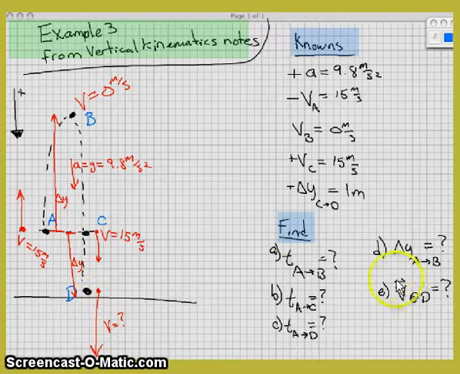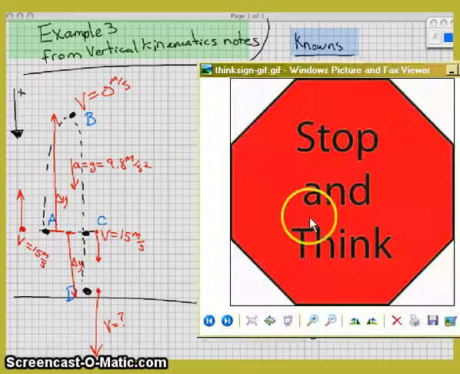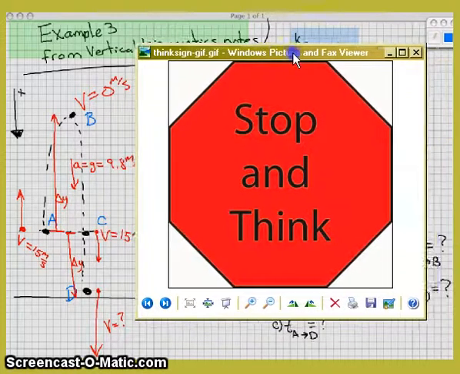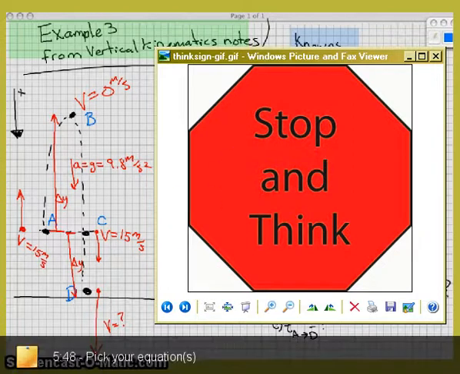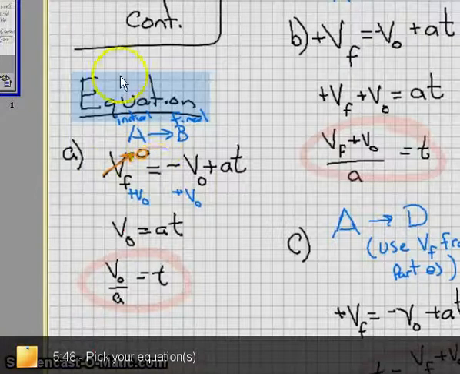And again, I have this little vector symbol over it just to remind us that this is a vector, so we need to worry about both the magnitude and the direction. At this point, we've got a lot to think about. I'd like you to stop and think and figure out which equation or equations you might need to use to solve this.